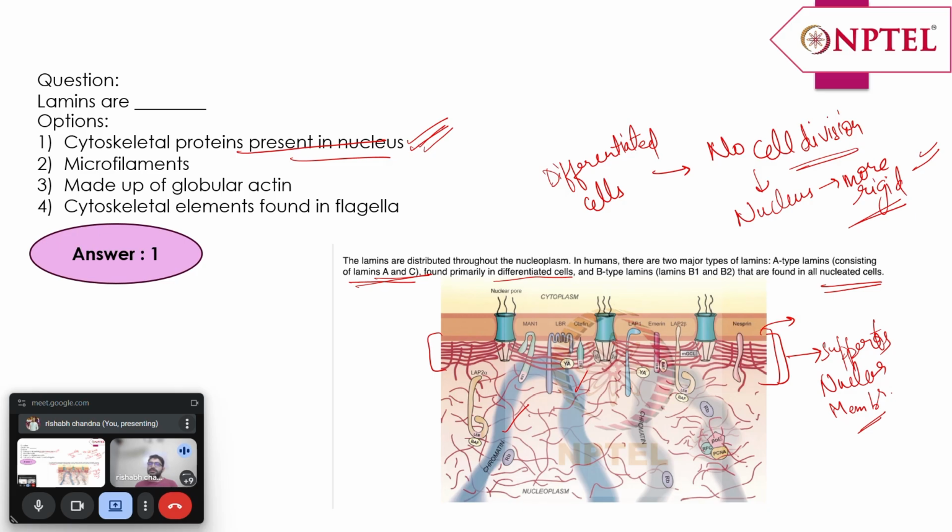Why are they not present in the human genes? They are present in the human genes also. Lamin A and C are present in human genes. Sorry, human cells.